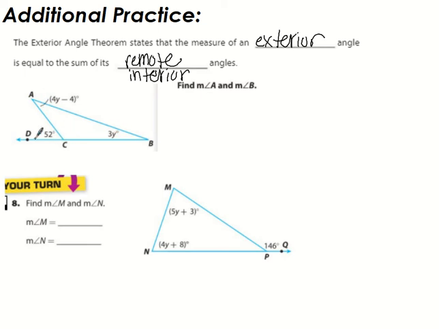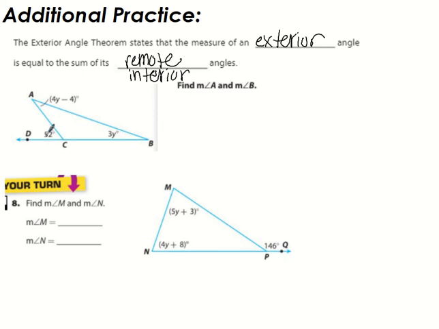See how they extended this side of the triangle? Okay, this is my exterior. See, it's on the outside of the triangle too. So an exterior angle is on the outside of the triangle. And remote interior is this one, because see how it's not next to it? It's not touching it. This is its adjacent. And then this is a remote interior. They're across from each other. They can't touch.